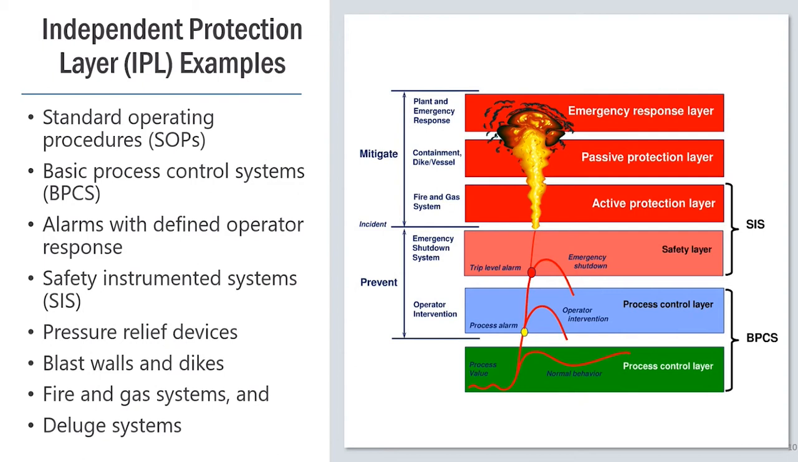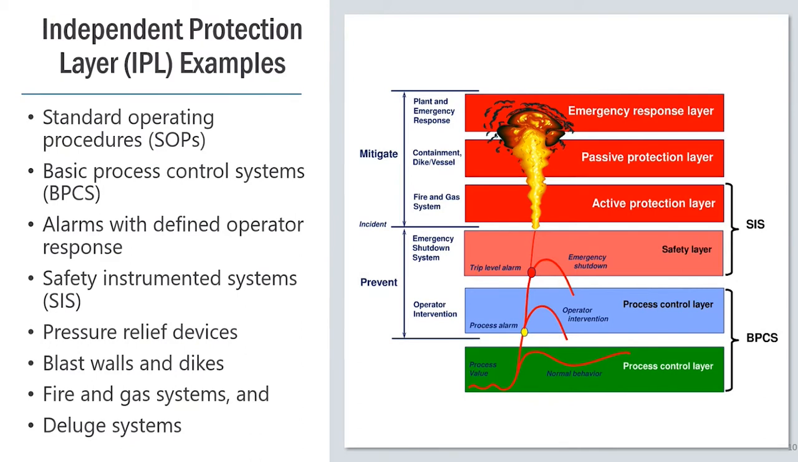We have alarms with defined operator response, just like in our example. We have safety instrument systems. These are interlocks. These are pressure controls. These are other things where now we're getting a little more sophisticated, and that there's an active system in place that's kind of controlling our process outside of just the SOP and operator instruction. Then we get into passive things like pressure relief devices, blast walls and dikes, and finally to the layer of really mitigation, which is fire and gas systems and deluge systems, which unfortunately don't eliminate the deviation, but they definitely reduce the outcome of that deviation.